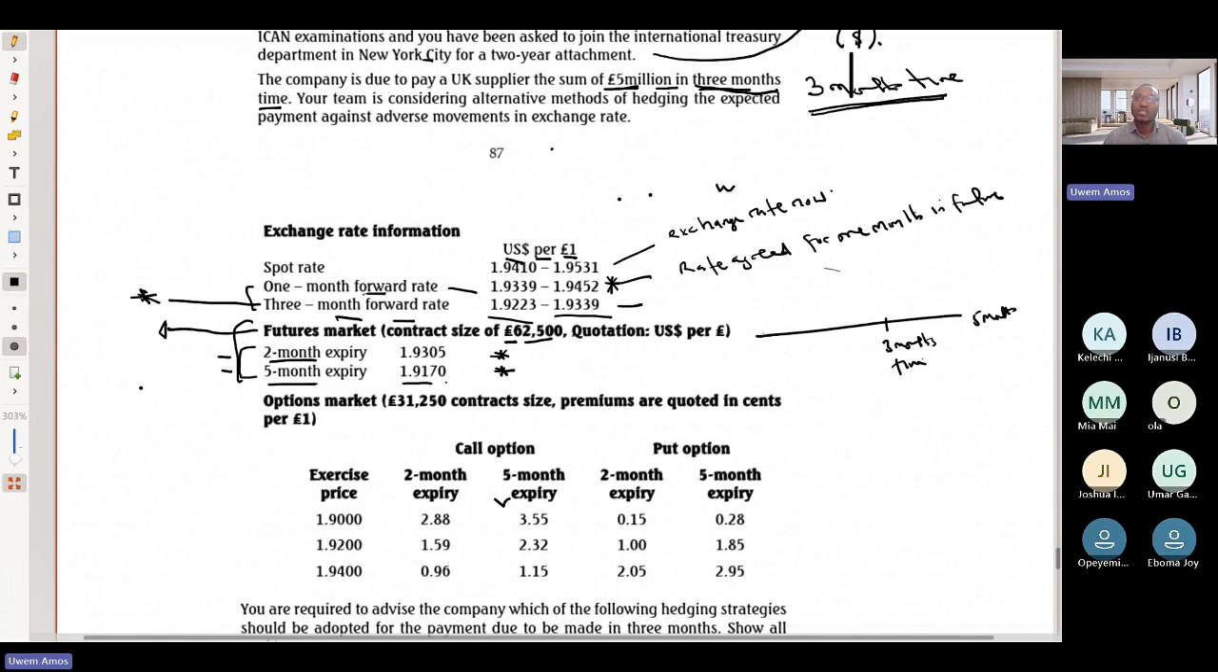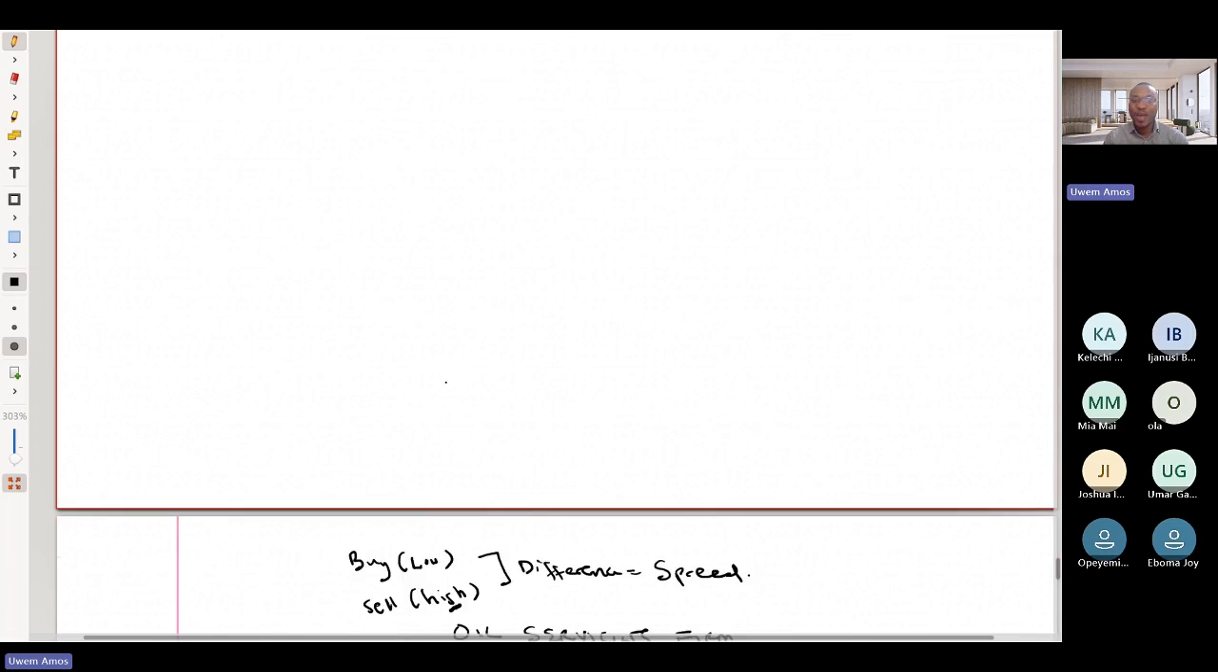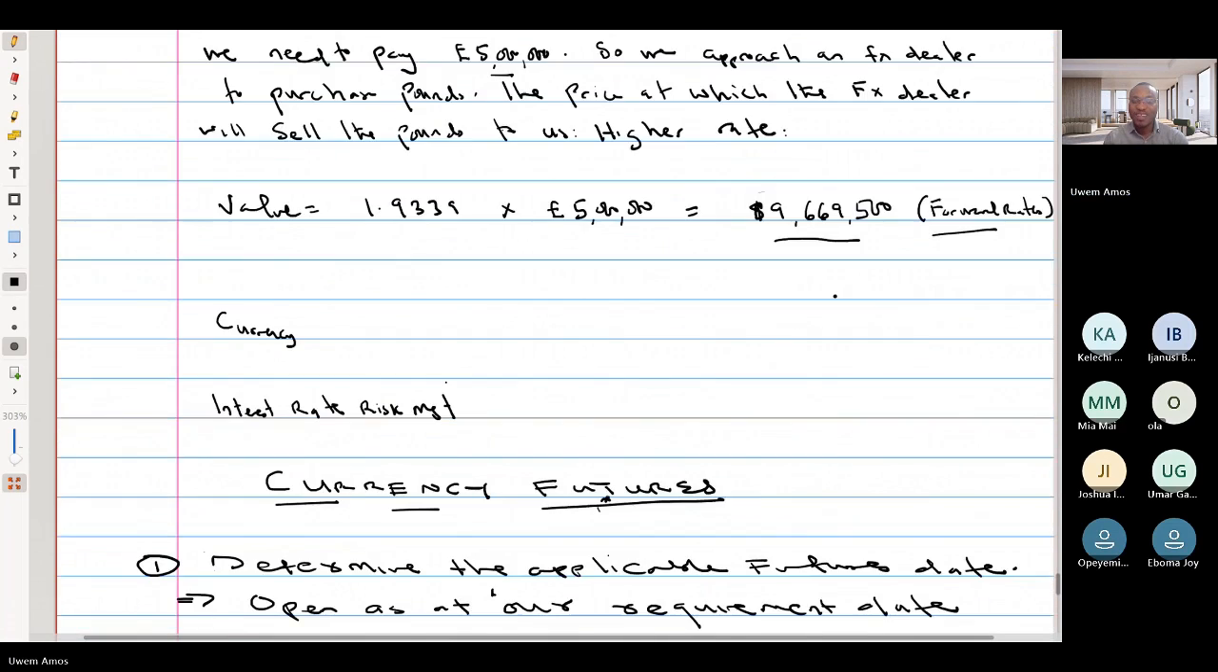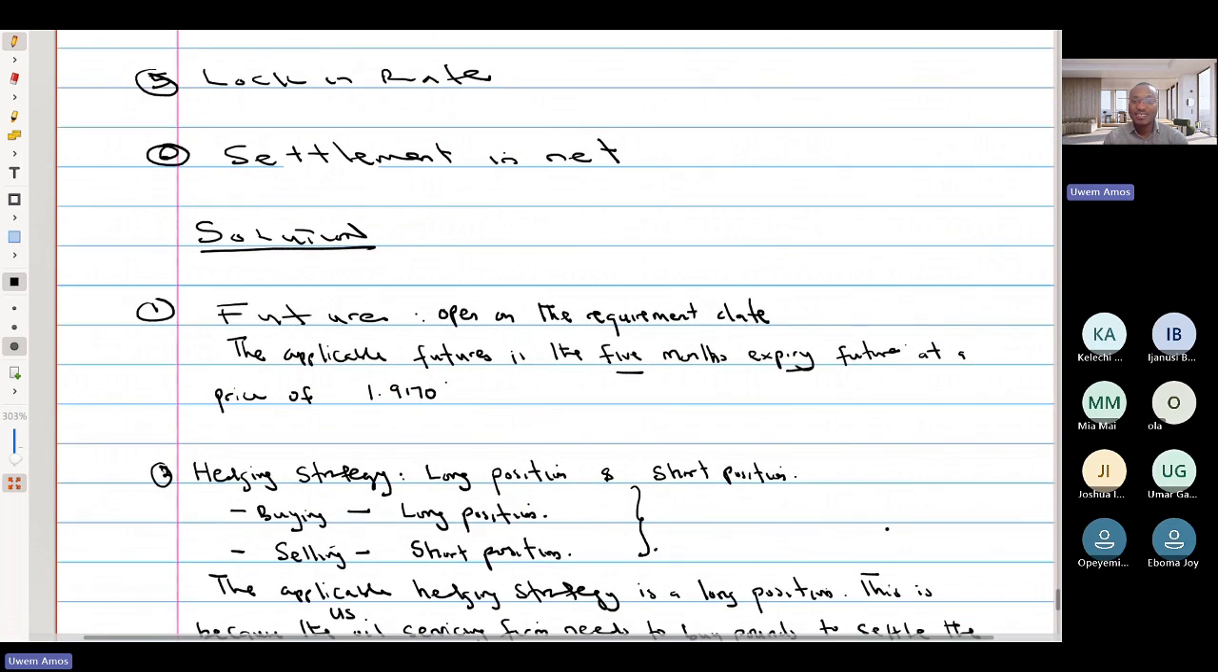We didn't buy the 2 months because it would have expired before we need to make the payment. We need to make the payment in 3 months' time. So if we buy the 2 months, it would have expired before we even need to use it. So we can't buy the 2 months. So we buy the 5 months, but the 5 months will still be open when we need to make the payment. So today is now, we buy a future that's expiring in 5 months' time, and that future has a price.